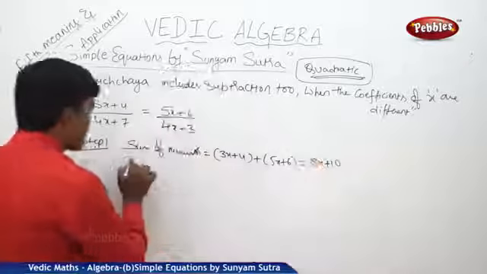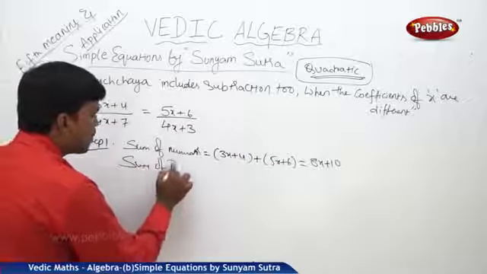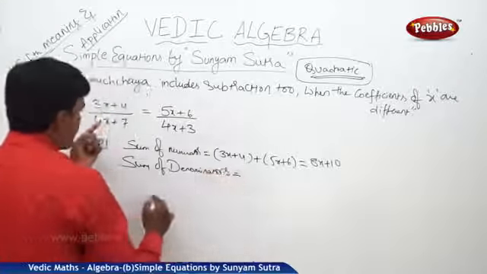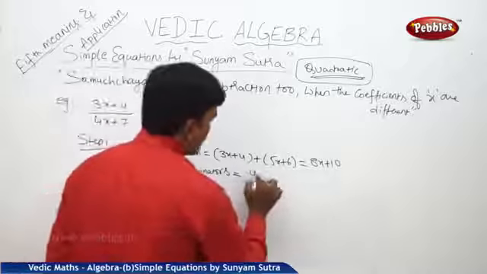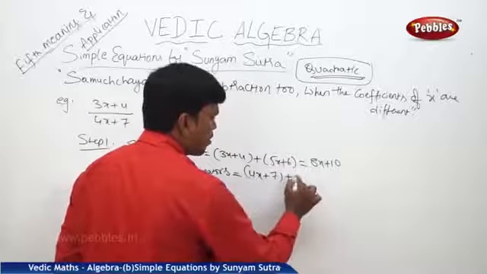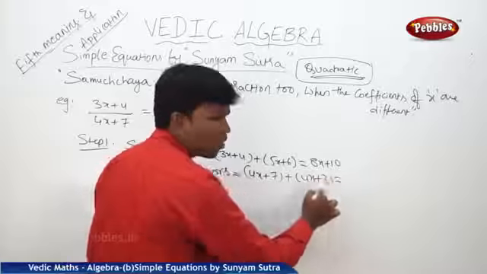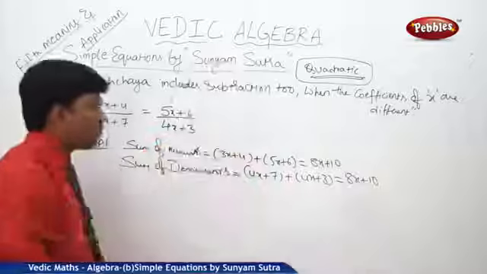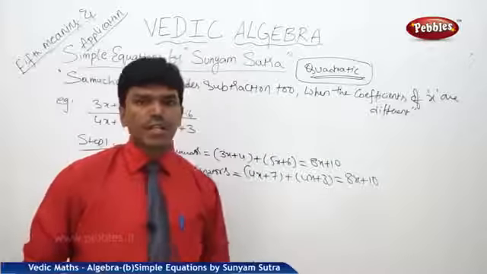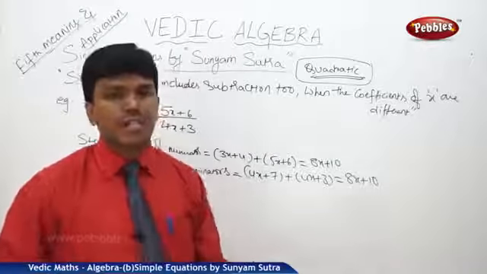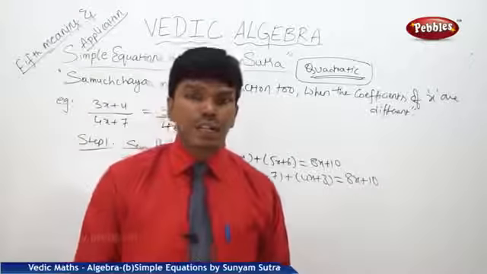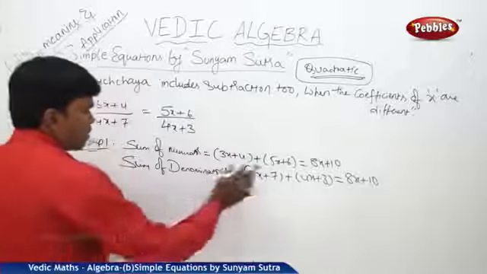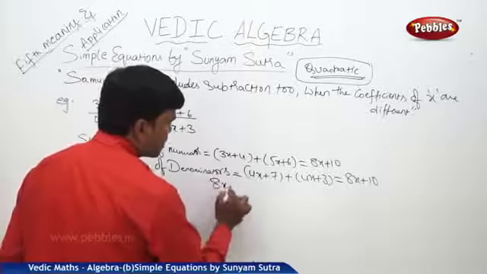Okay. Now what about the sum of denominators? Sum of denominators equal to 4x plus 7 plus 4x plus 3, equal to how much? It is also 8x plus 10. If you observe, sum of numerators and sum of denominators are the same. Whenever the sum of numerators as well as sum of denominators of the given equation are the same, we will simply equate that sum to 0 to get the solution of x. So simply equate the sum, 8x plus 10 equal to 0.